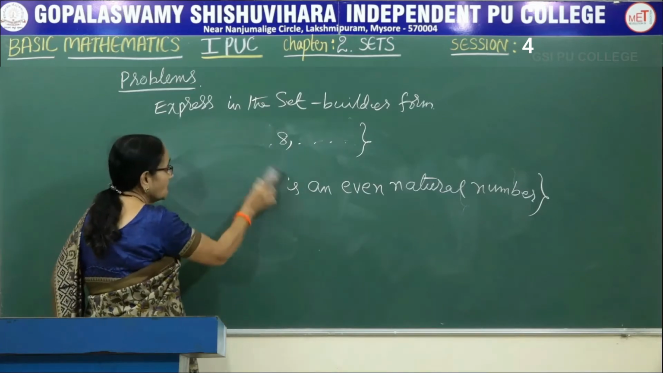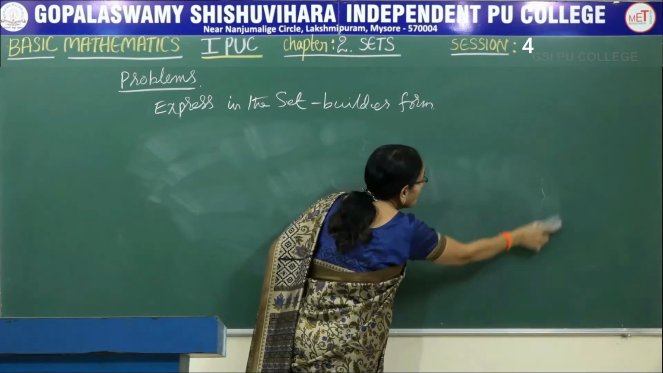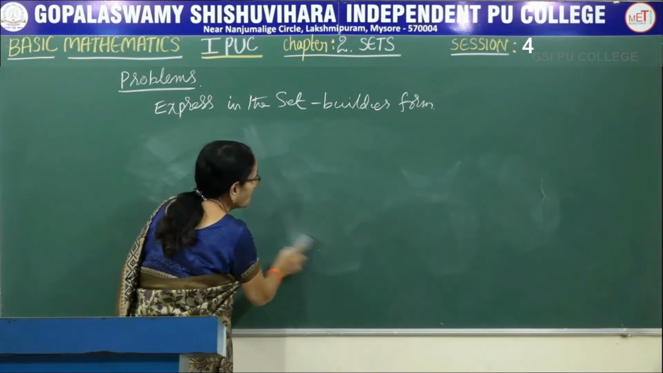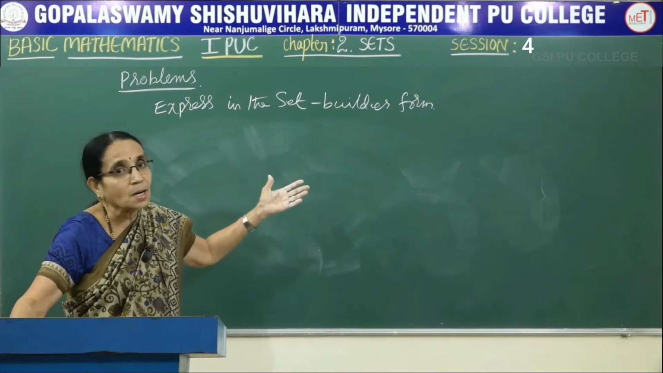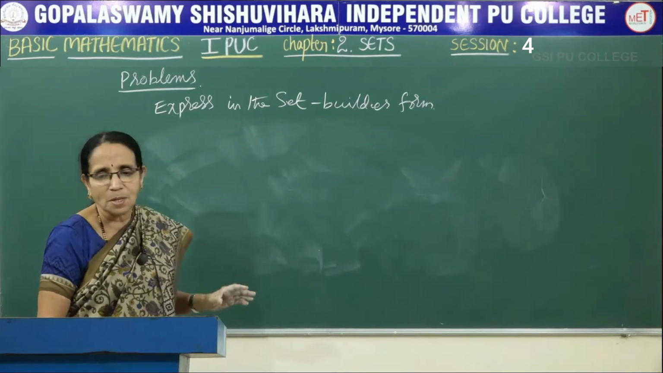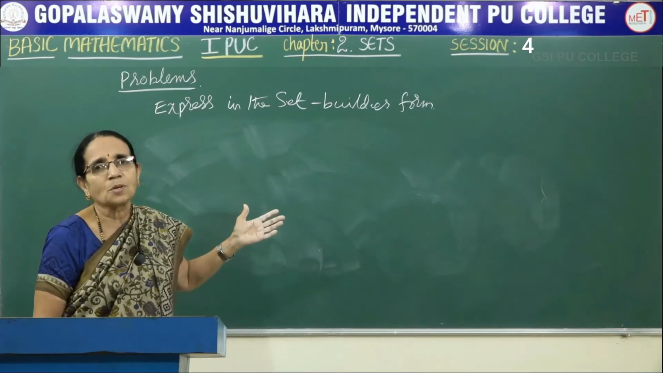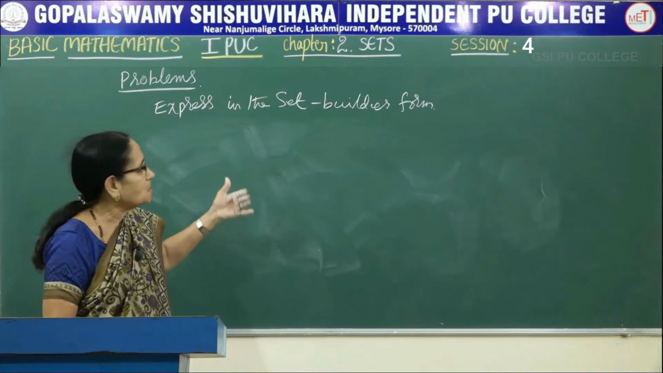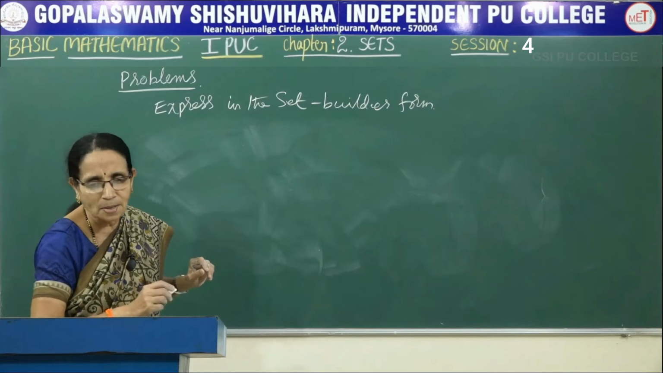Now here, in the previous 3 problems, after looking at the numbers that have been given, you should have thought properly and written the condition. Whereas in this problem it is comparatively easier, because by looking at the numbers we know that it's an even number and it's a natural number. So you can directly write it is an even natural number.